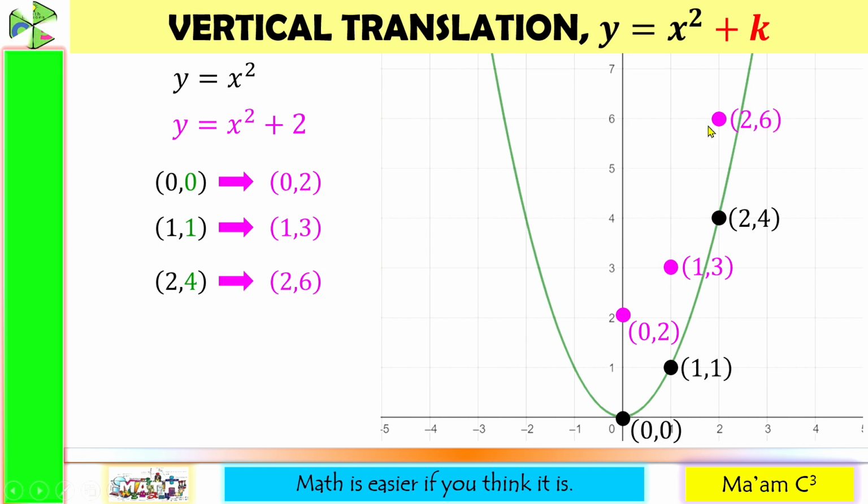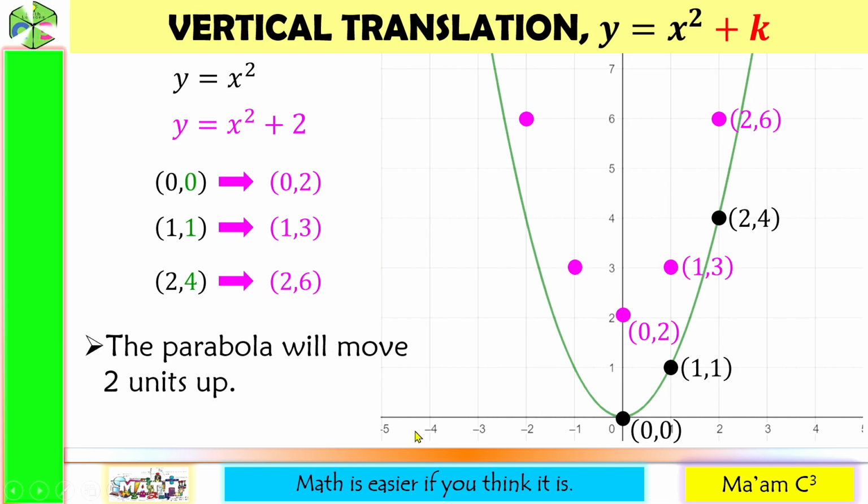Let us determine the corresponding points on this side. This will be at negative 2, 6. And this one will be at negative 1, 3. What do you think will be the movement of our original parabola? It will move 2 units up. Let us do that. There you are. Our parabola moved 2 units up. And that 2 comes from the value that we added here.